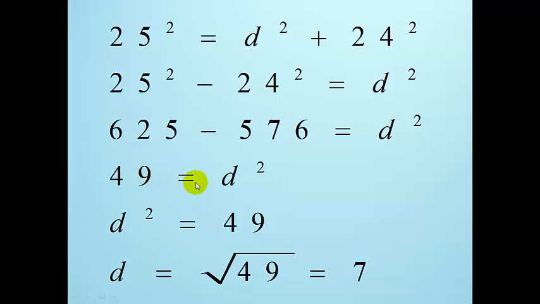So we have 49 is equal to D square, and this can be written as D square is equal to 49. Now because we are solving for D, we have to take the square root of both sides. When we take the square root of D square, we have D on the left hand side. The square root of 49 is equal to 7. That means that the value of D is equal to 7.